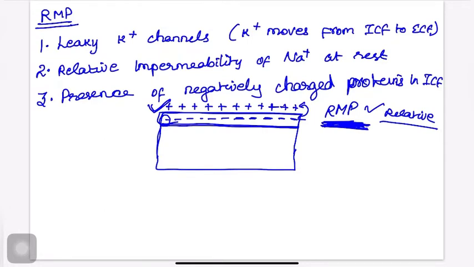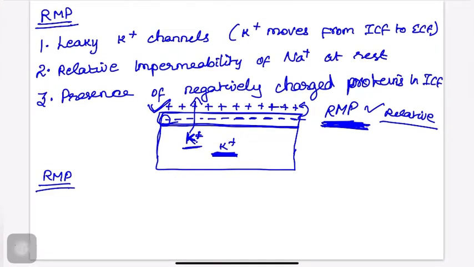And the important concept here is, as we already saw, there is a leaky potassium channel, so potassium moves from ICF to ECF. As resting membrane potential is mainly generated through the leaky potassium channels, which cause movement of potassium from ICF to ECF, if this movement continues, one time there will be no potassium left inside, right? Which means the resting membrane potential will be depleted, right?